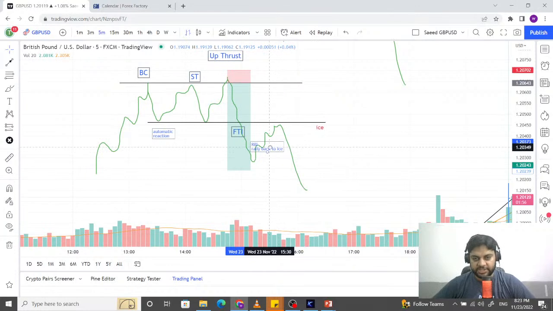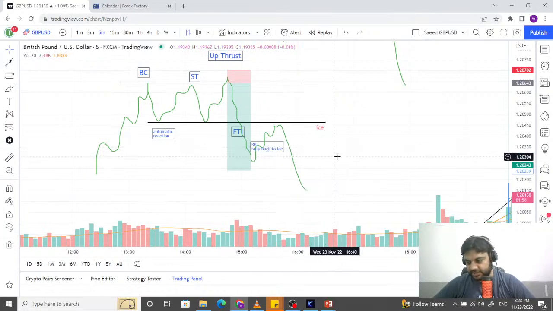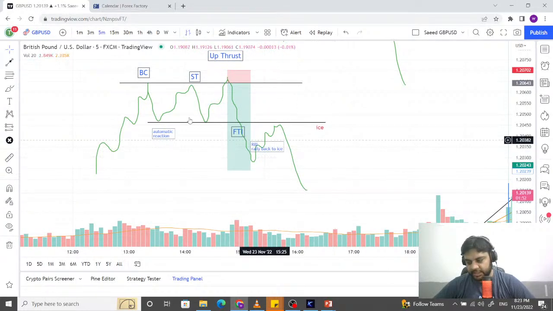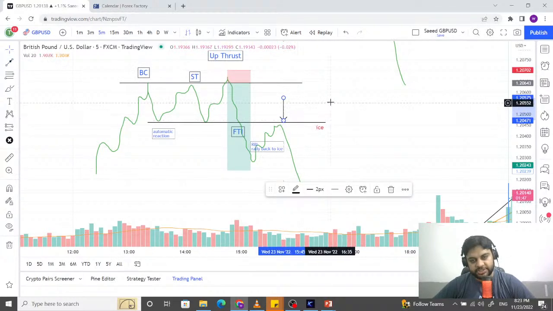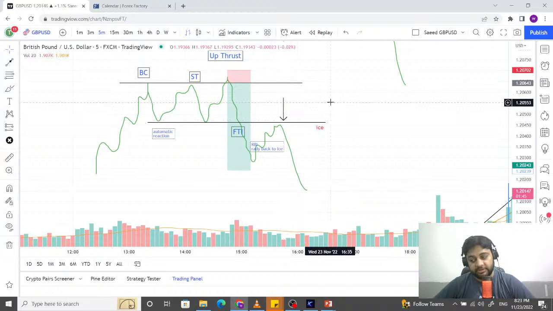So when the market goes up over here, rally back to ice, you will take another trade over here. When the market reaches this resistance, it will tell you, because there will be some tests.